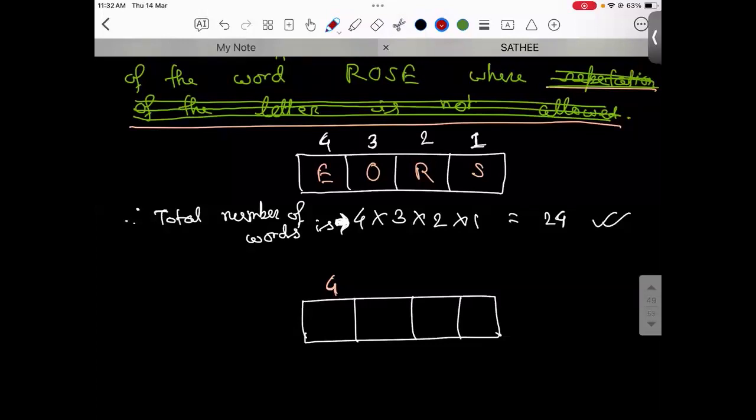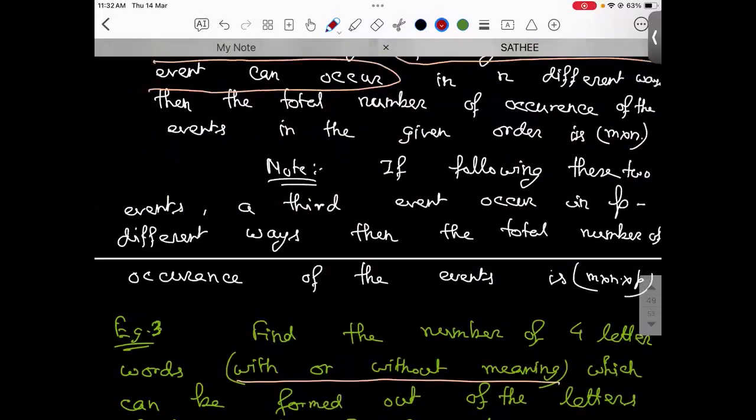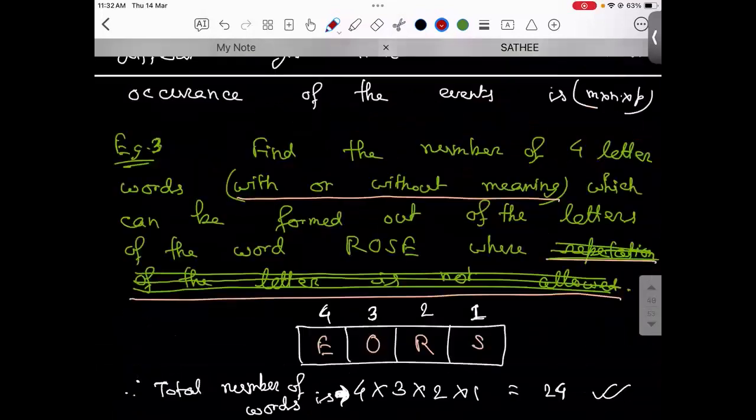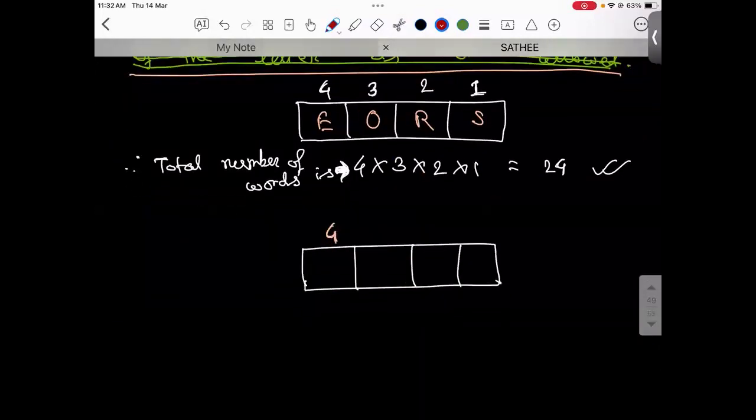Fine. Now for the second position, the choice of the second letter is not getting influenced or affected by the first choice. So for the second position, I have four choices again. For the third position, I have four choices again. And for the fourth position, I have four choices again. So how many cases do I have? 4 multiplied by 4 multiplied by 4 multiplied by 4. That is 256.